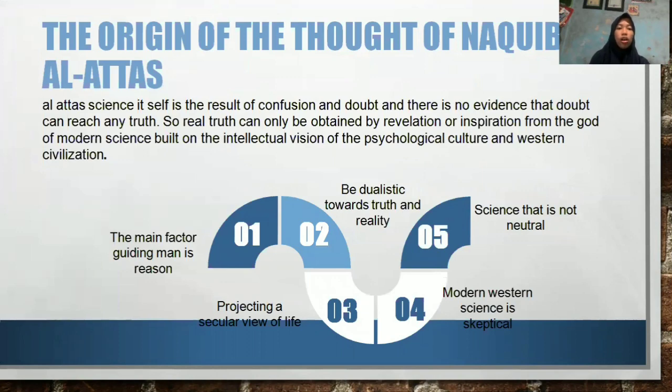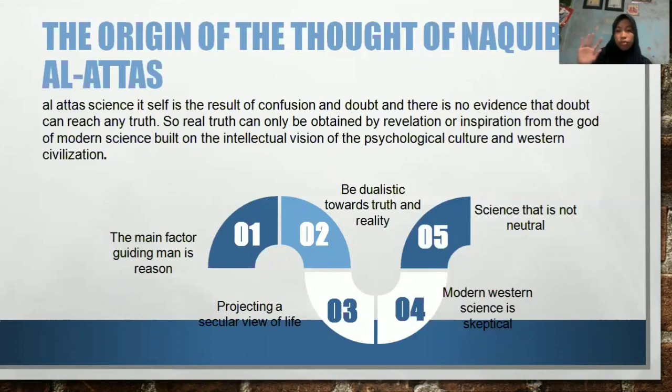And then the origin of the thought of Naquib Al-Attas. Al-Attas says science itself is the result of confusion and doubt, and there is no evidence that doubt can reach any truth. So real truth can only be obtained by revelation or inspiration from God. Modern science is built on the intellectual vision of the psychological culture and Western civilization.